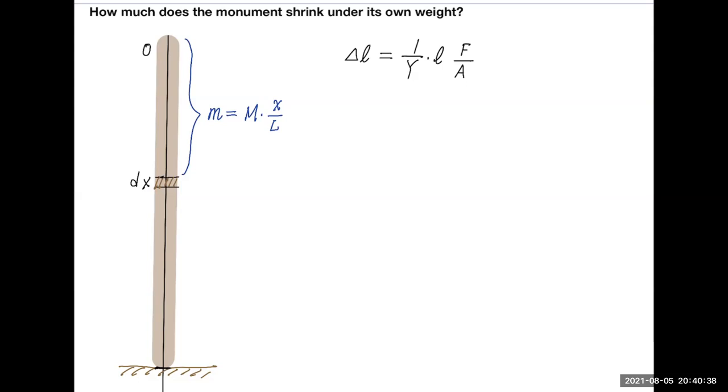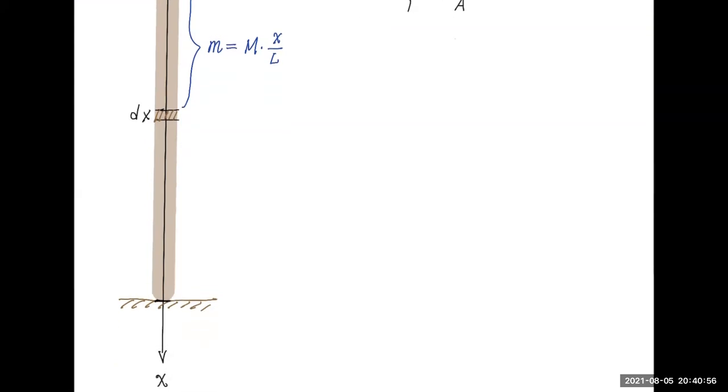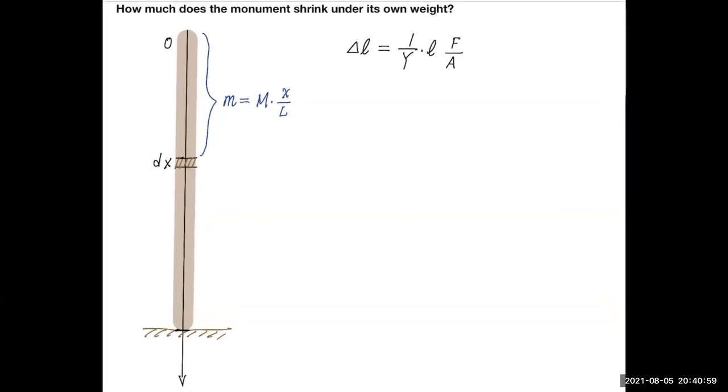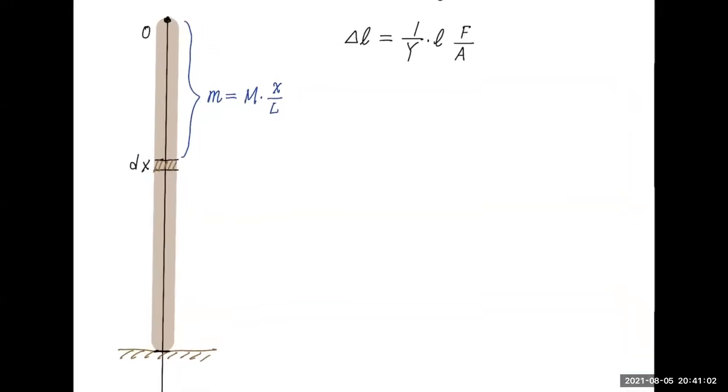So you're looking at a variable stress problem. In order to deal with that, what we need to do is to mentally divide this monument, or this column, into many, many pieces. Look at this piece dx. I'm going to use a coordinate system x, which starts from the top of the monument going downwards. Here's the top of the monument going downwards. Then we're going to look at an infinitesimally small piece of the column right here. This little piece right here, and the thickness of this piece is dx.